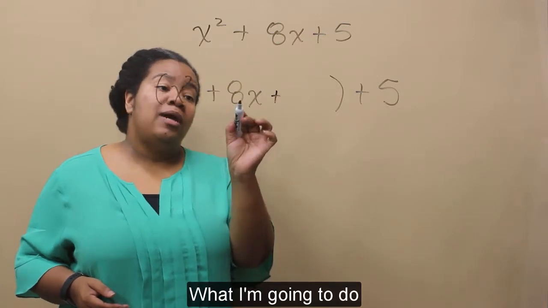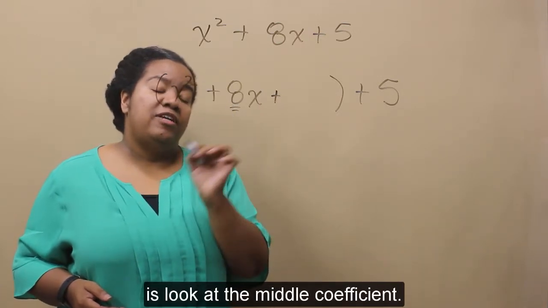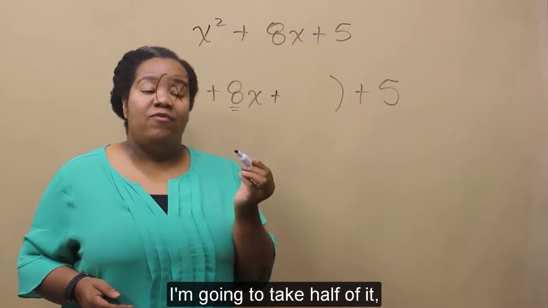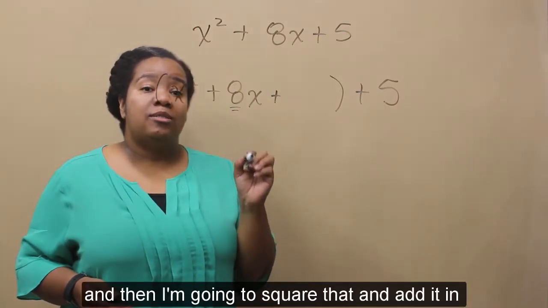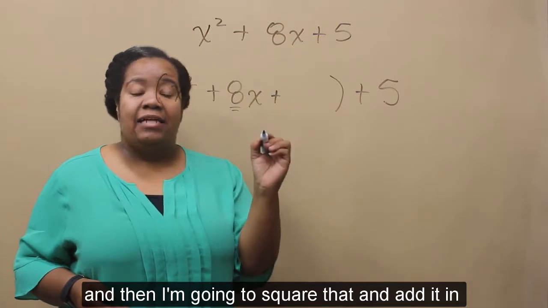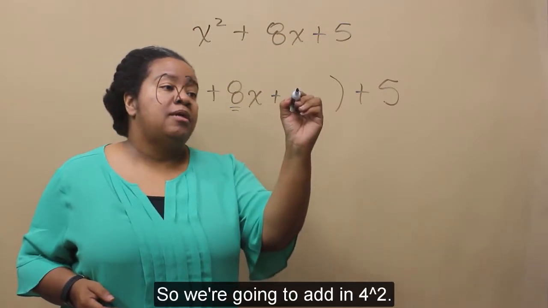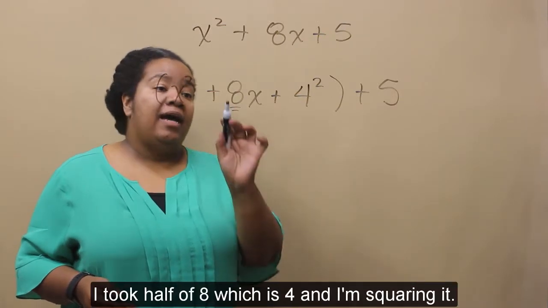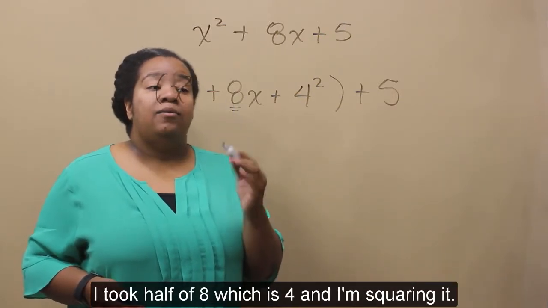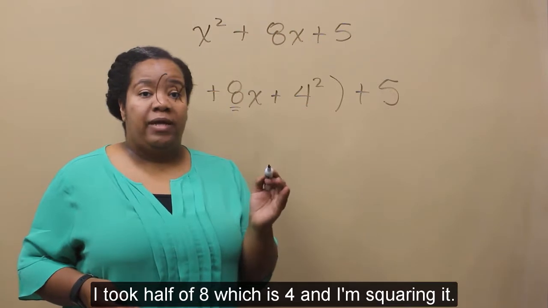What I'm going to do is look at the middle coefficient. I'm going to take half of it. Half of 8 is 4, and then I'm going to square that and add it in with the other terms. So we're going to add in 4 squared. I took half of 8, which is 4, and I'm squaring it.